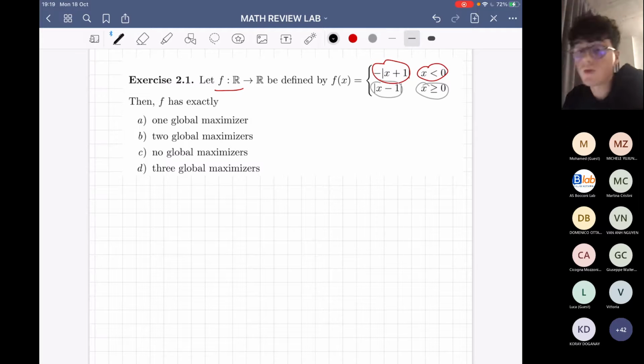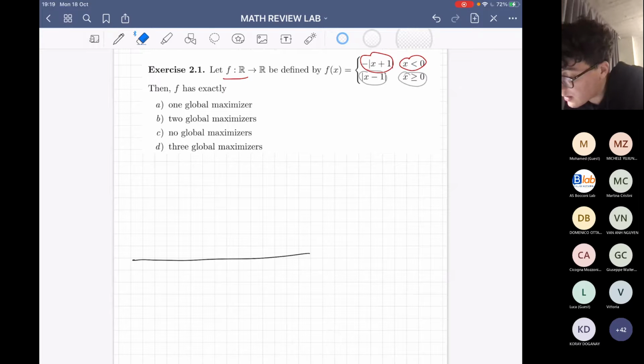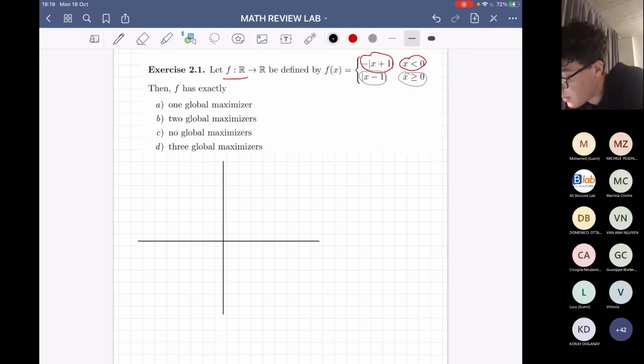The best way to cope with this kind of exercise, in my opinion, is to draw the functions, because by drawing the function, you can understand, of course, if it has maximizers, minimizers, or these kinds of things. And first of all, I will start by drawing the Cartesian plane, and of course we try together to draw the different functions.